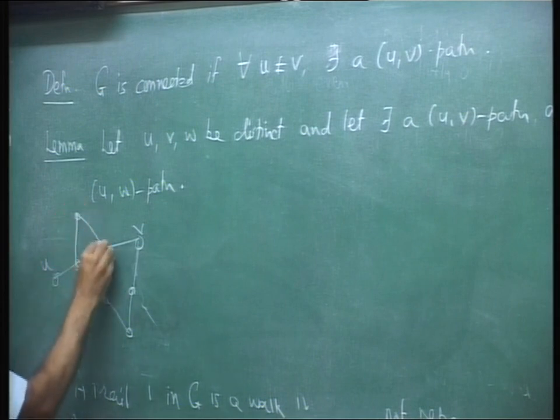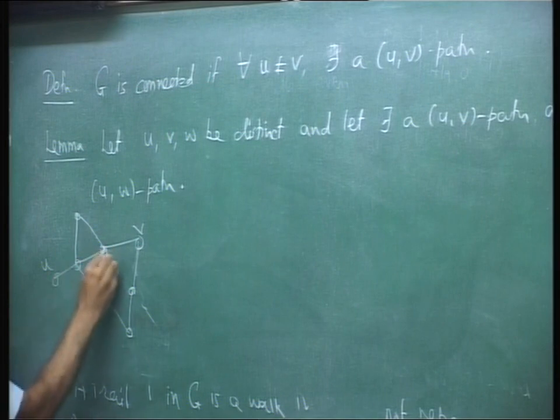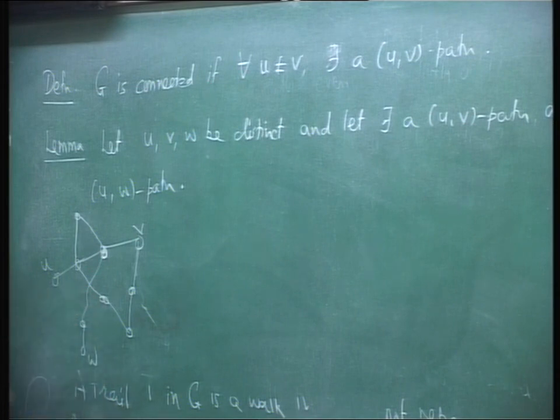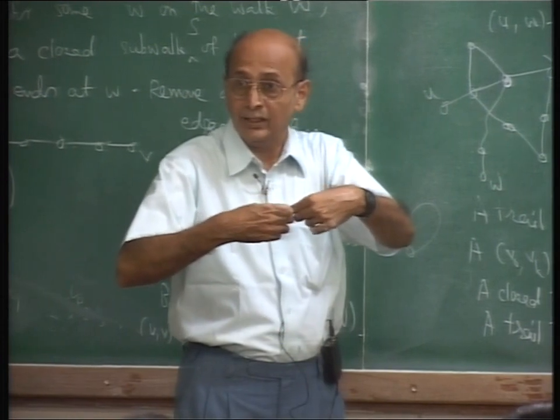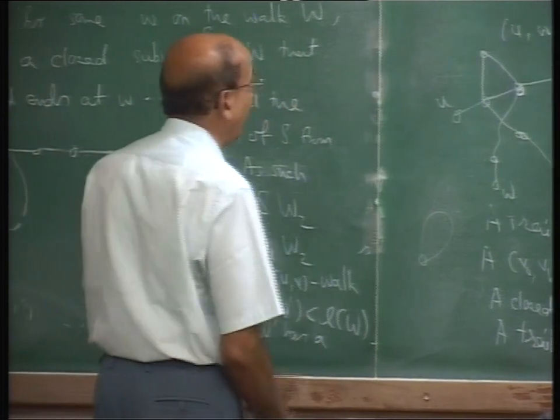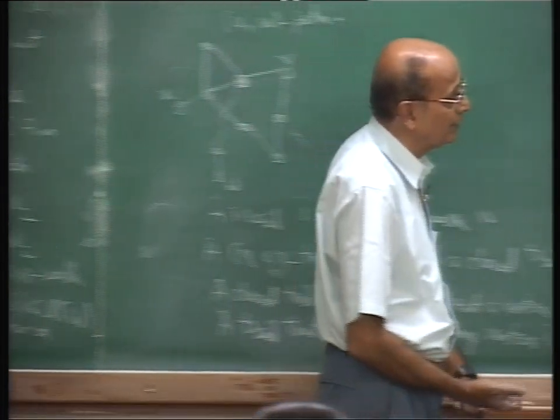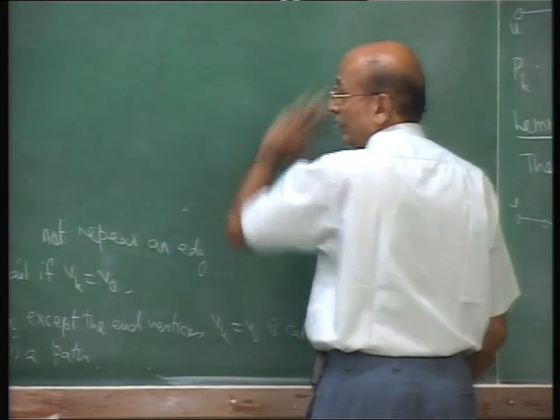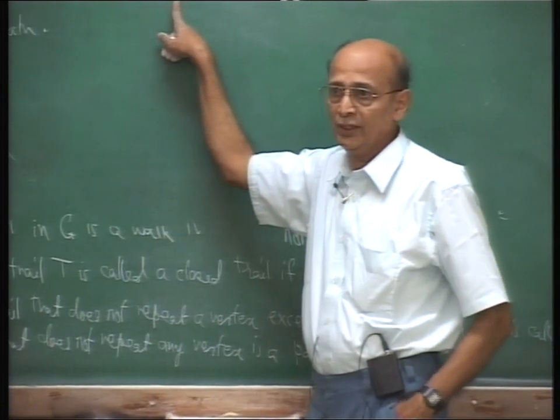It may even repeat some of these edges. It can repeat some of the edges, eventually reaching W. If I have a path from U to V and a path from V to W, I can paste them together, concatenate them, so that I get a walk from U to W. That walk from U to W has in it a path from U to W, and therefore that lemma is proved.